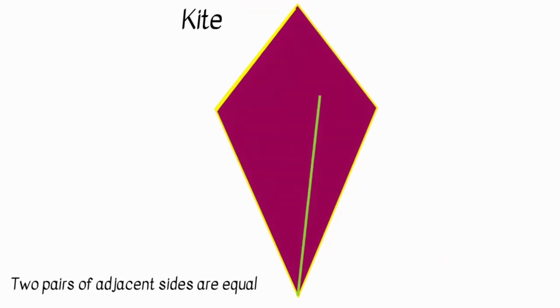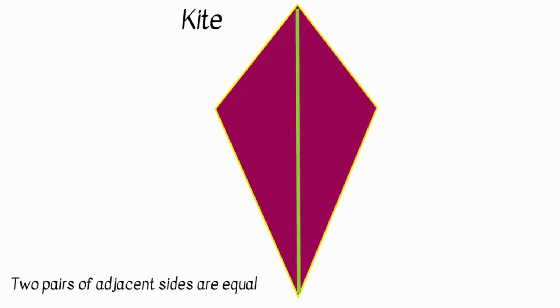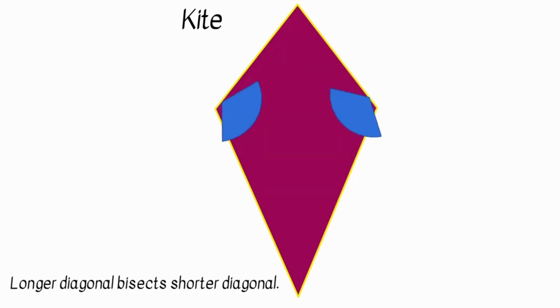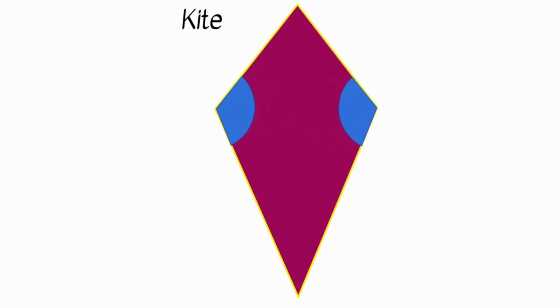Next we are going to see a special type of quadrilateral, as it has no pair of parallel sides. In a quadrilateral, if two pairs of adjacent sides are equal, what we get is a kite. The longer diagonal bisects the shorter diagonal at right angles. Only one pair of opposite angles is equal.